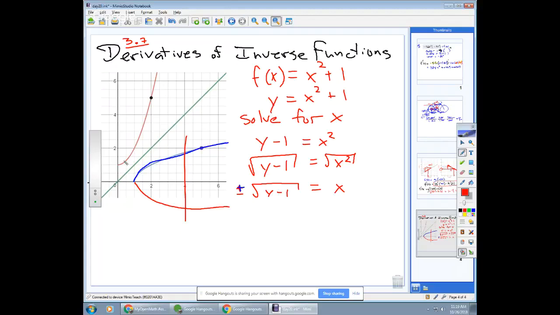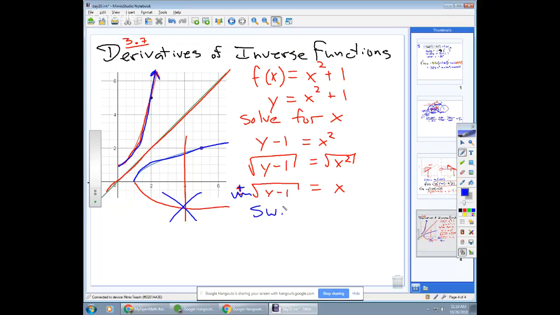Well, since I only drew this side of the parabola, guess which side I want of the new one? I want the top one, because they have to be mirror images about the line y equals x. So that means I'm going to chuck this one, so I'm going to get rid of the minus. So if I'm only focusing on that side of the parabola, that means my inverse would be just the positive square root, not the negative square root.